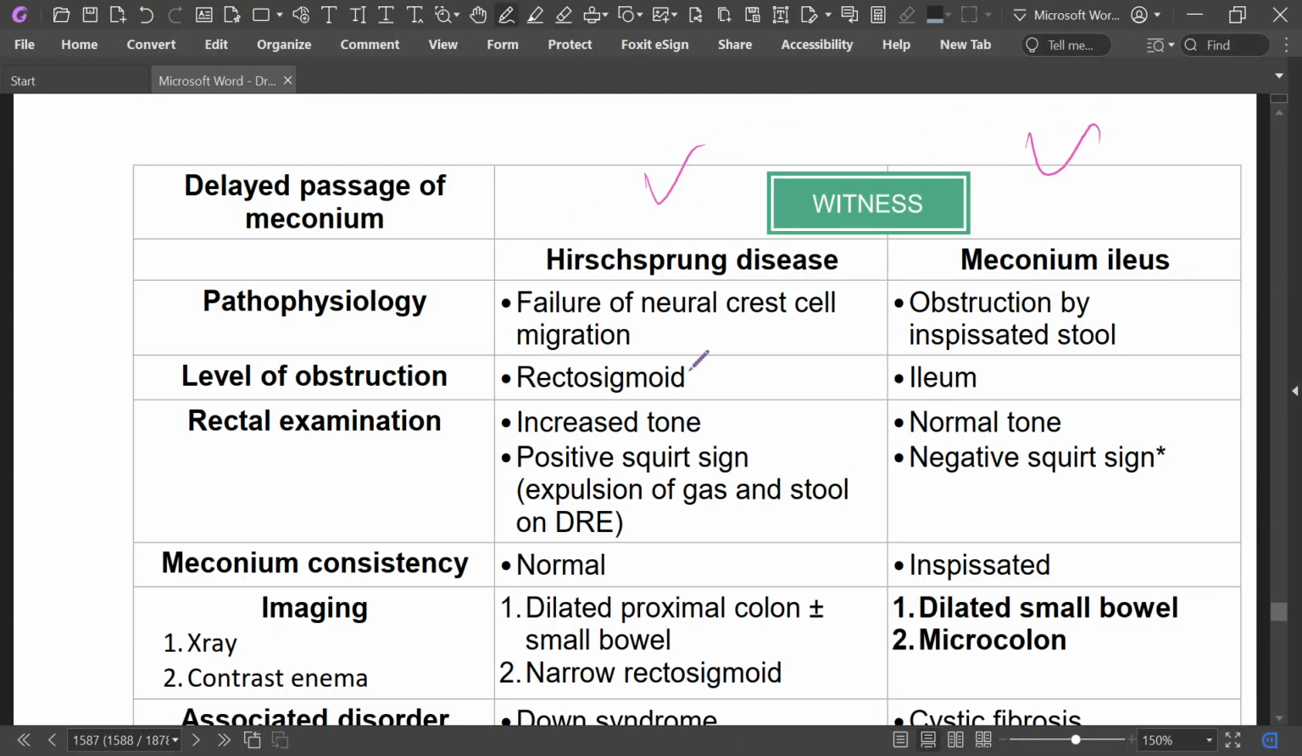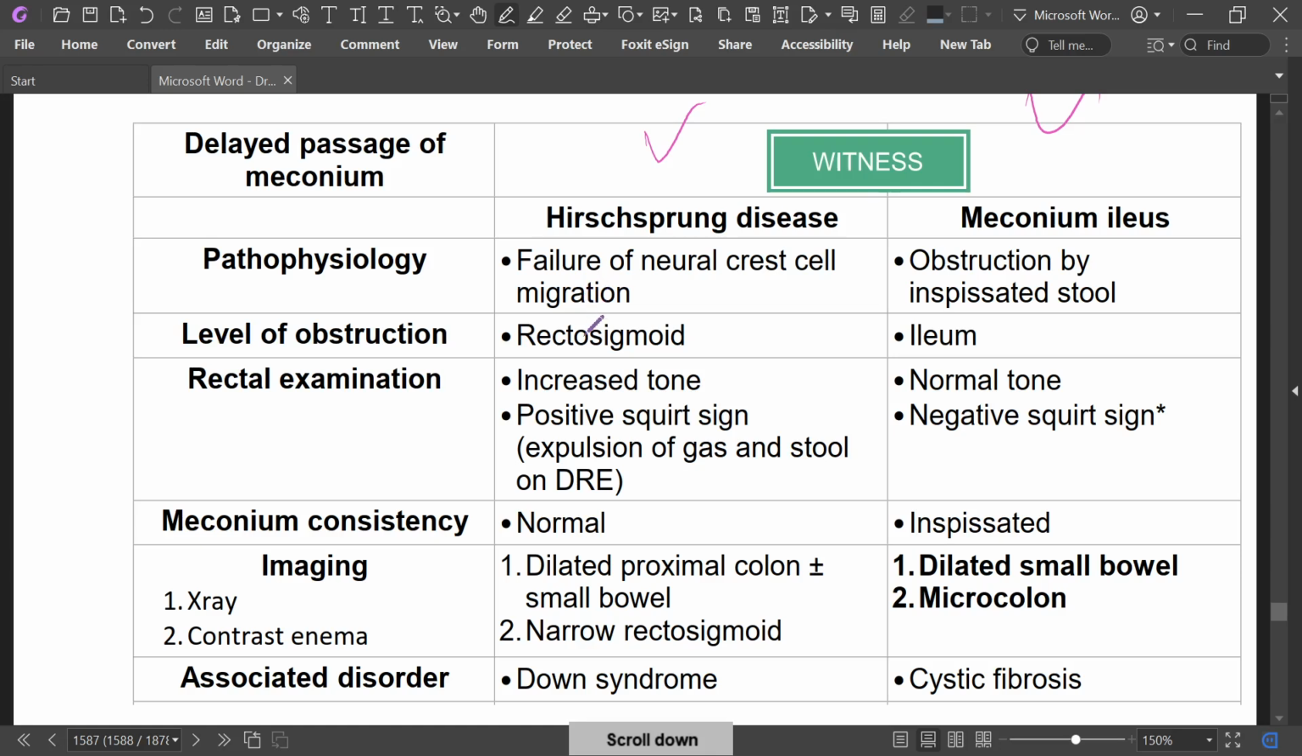Hirschsprung disease and meconium ileus. Hirschsprung disease is the failure of the neural crest to migrate, and meconium ileus is obstruction by inspissated stool. In Hirschsprung disease, the level of obstruction is the rectosigmoid, and in meconium ileus it is the ileum.